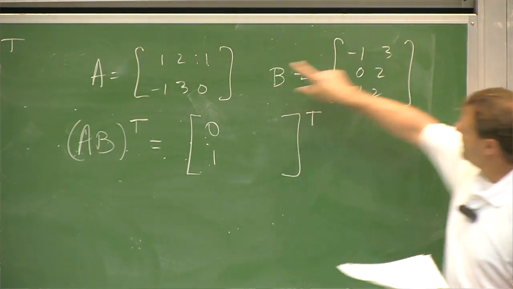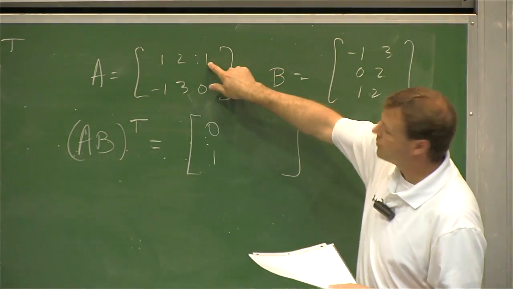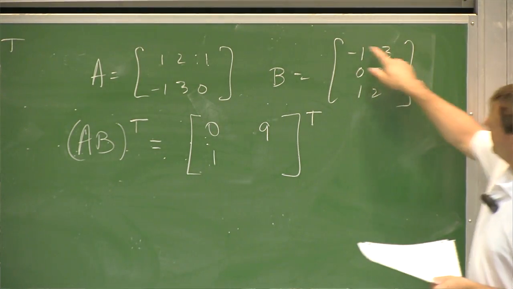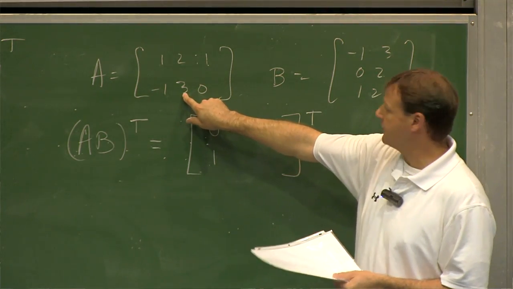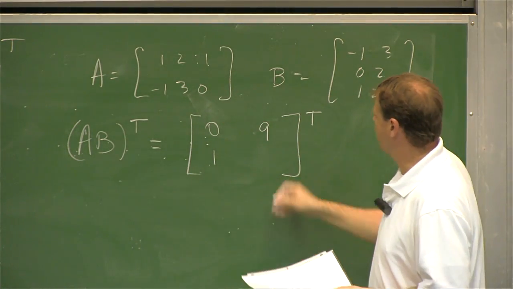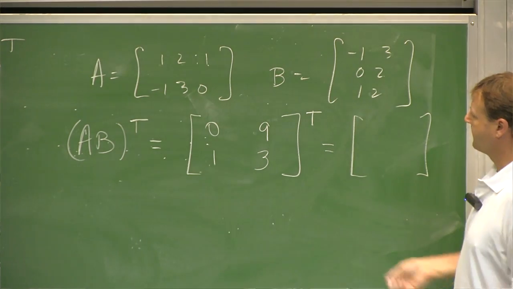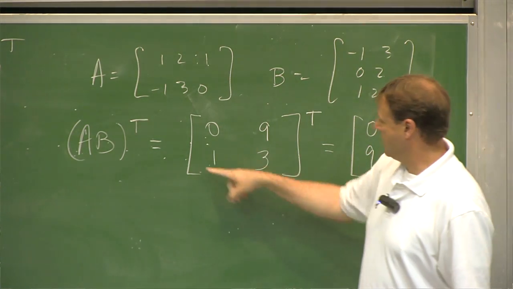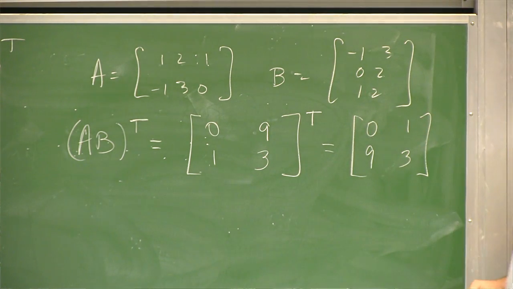Then I've got 3 plus 4 plus 2. 3 plus 4 plus 2 is 9. Then I've got negative 3 plus 6. Negative 3 plus 6 is positive 3 plus 0. And then now I take the transpose. So that means the rows become the columns, or the columns become the rows, either way. So there's the result of doing AB transpose.